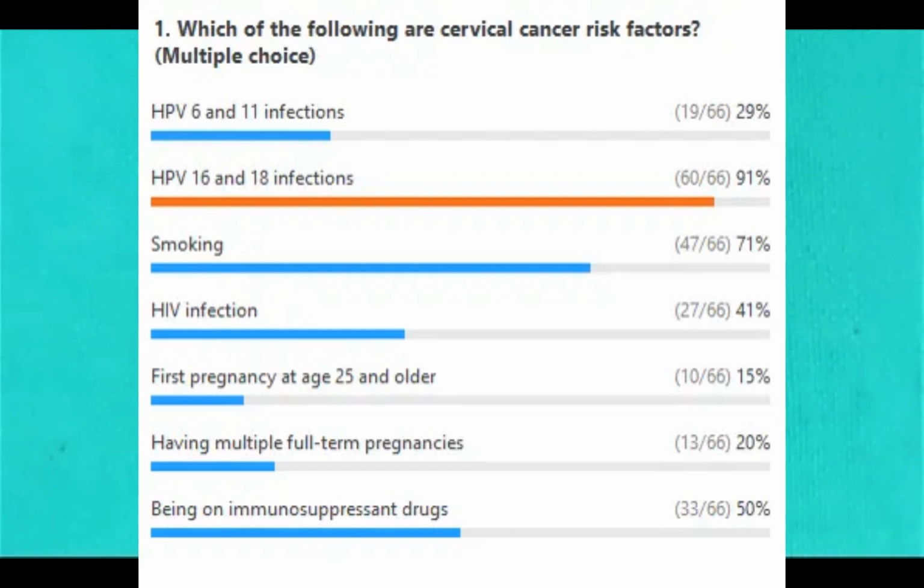Having your first pregnancy at age 25 and younger actually increases your risk of cervical cancer. So just to reiterate, the high risk HPV 16 and 18 serotypes, smoking is for sure a big one. HIV or any immunosuppression are big answers. And yeah, you did say first pregnancy, right? Yeah, so the first pregnancy at age 25. So it's the multiparity that's not an issue, and the low risk serotypes.